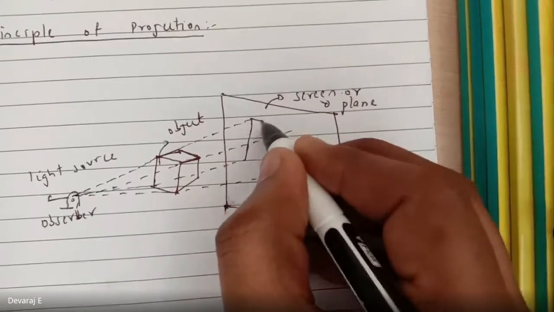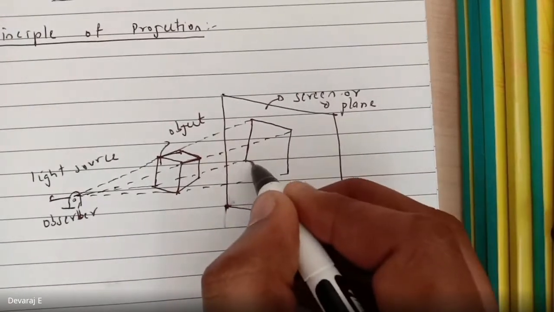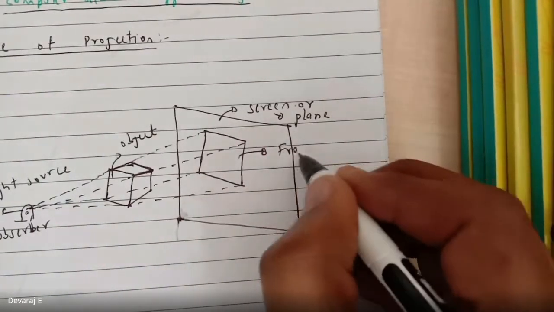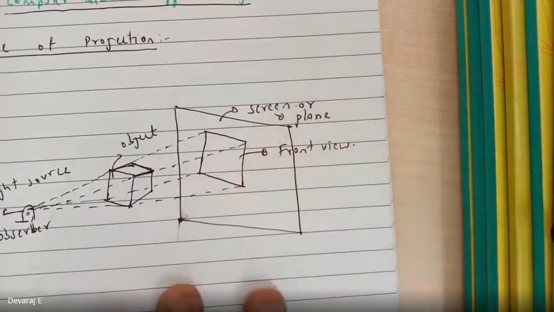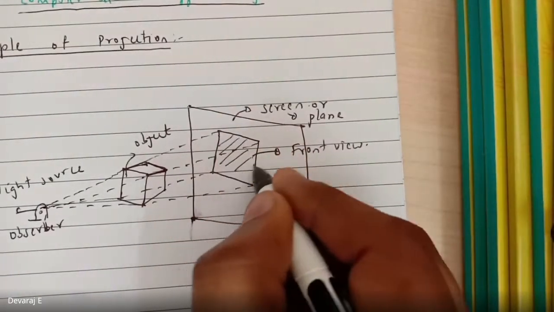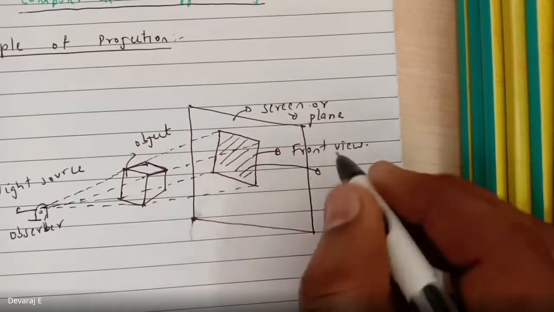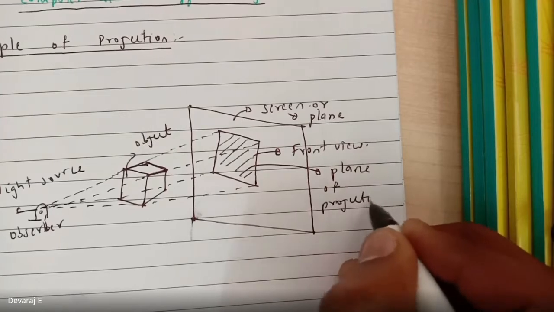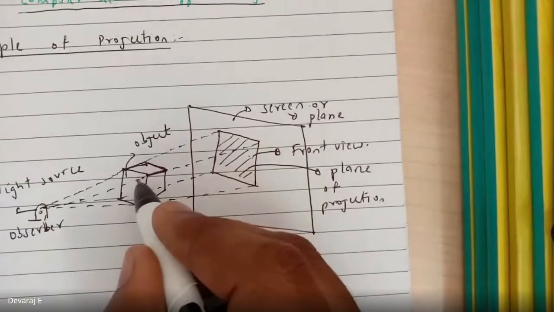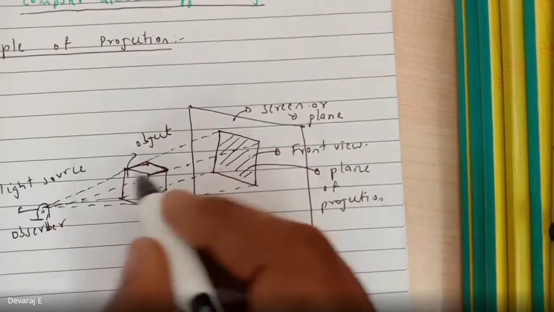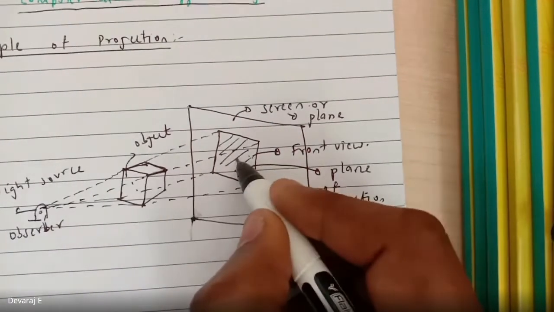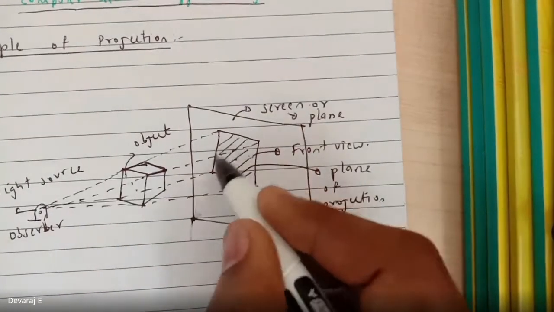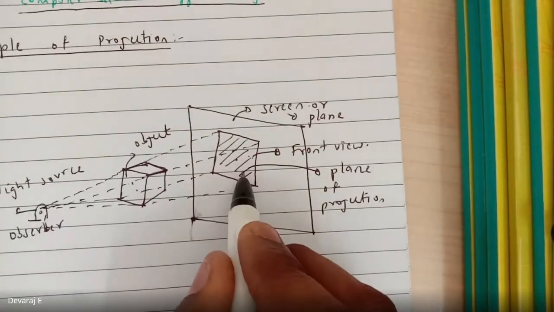When you join all the 4 points, this is called as front view, right? Front view. So this is called as projection, or it is called as plane of projection, or we can say the image, or the mirror image, or you can say the shadow which is falling on the screen. So that is one point. Or you can say the view which is falling on the screen. So this is called as plane of projection.